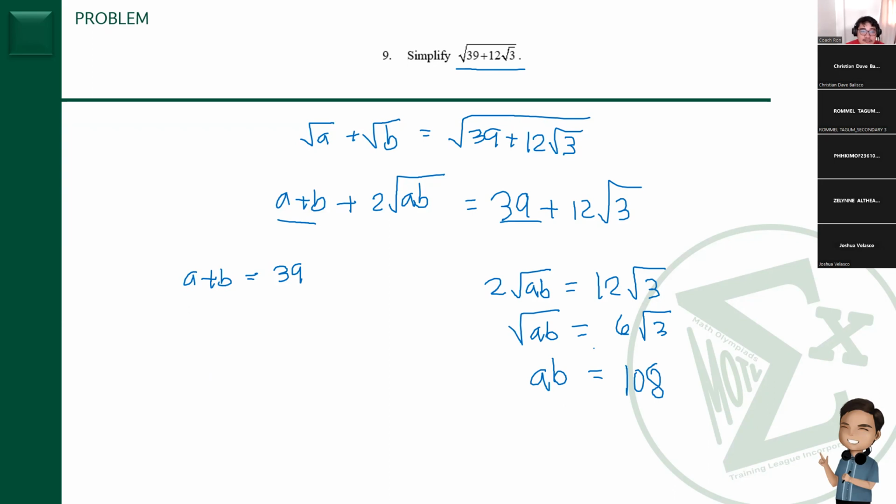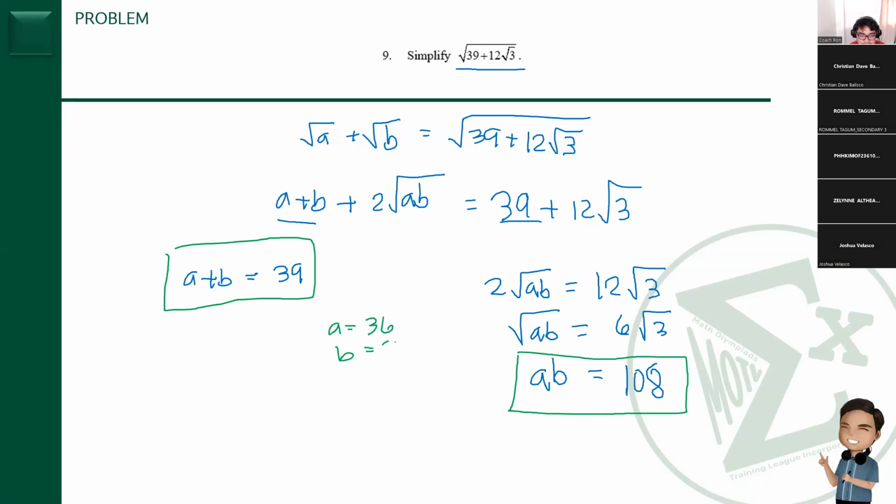Okay. So we're gonna look for two numbers that have a sum of 39 and a product of 108. We have A is 36 and B is 3, right? If you look for numbers that satisfy that one. Sir, can I swap it? A is 3, B is 36. Knock yourself out. So the final answer should be square root of 36 plus square root of 3, or we can just say 6 plus square root of 3. That's that for that one.